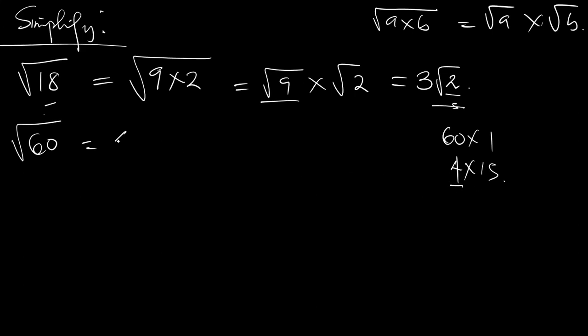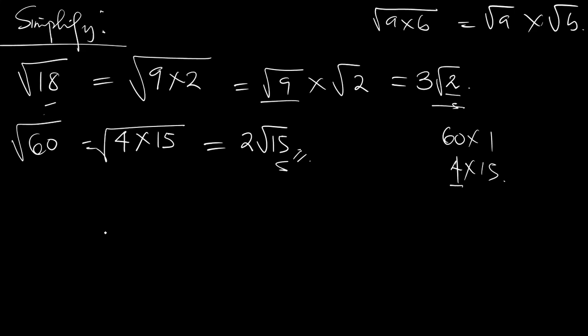So that means you say the square root of 4 times 15 is this. To reduce this further, you say 2 root what? 15. You see, 15 does not have any perfect square in it. So this is how you simplify this.